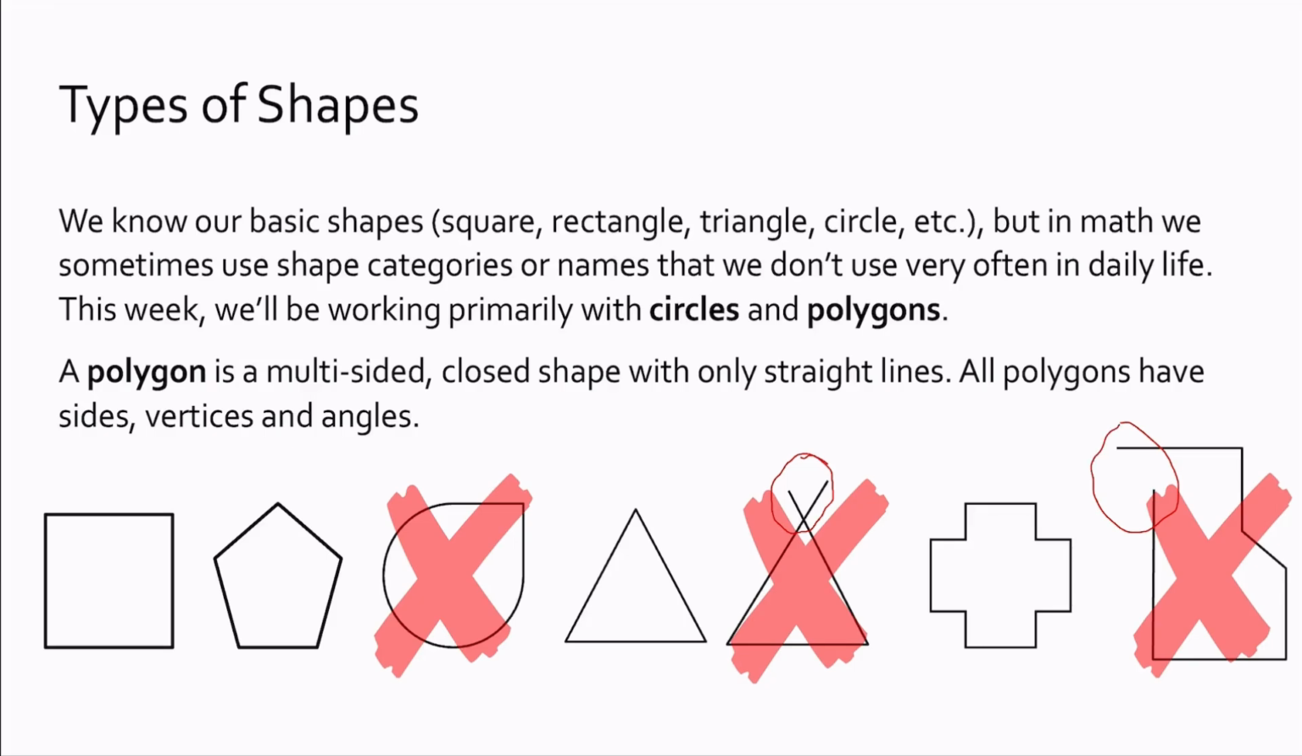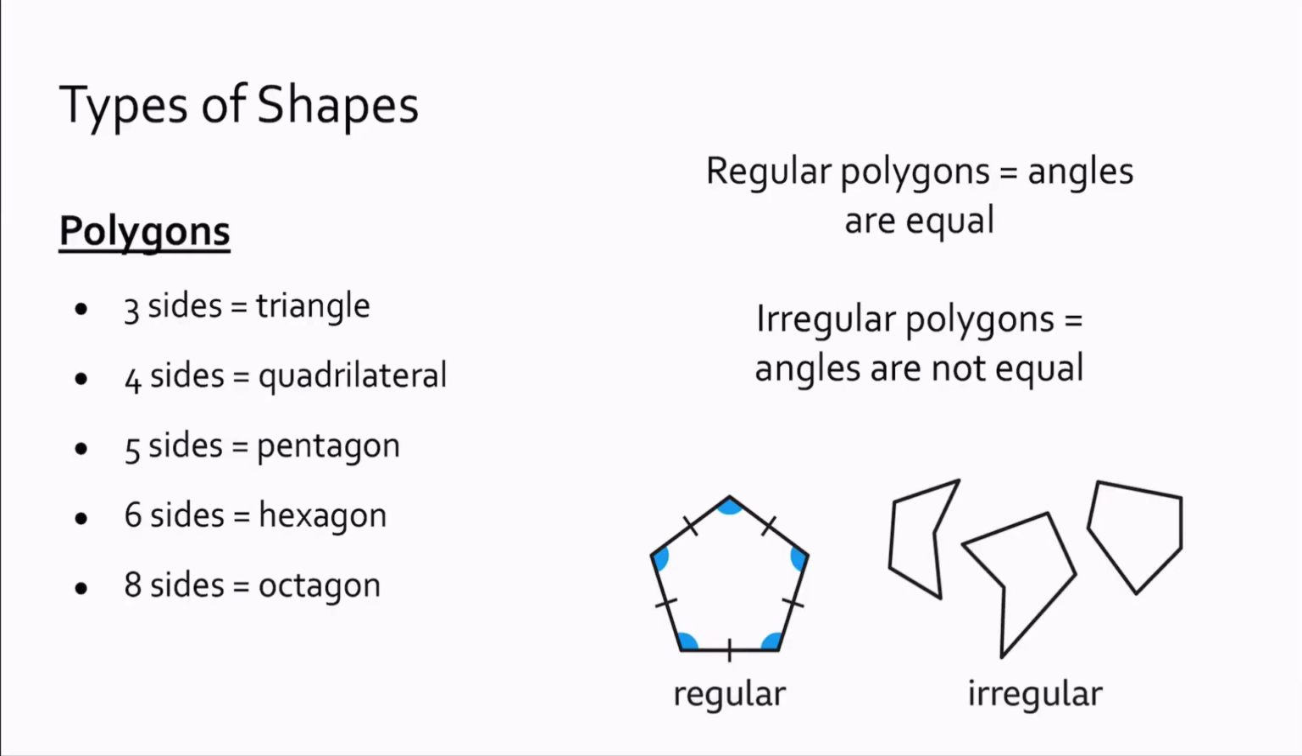So now that we know what is a polygon and what is not a polygon, let's talk about different types of polygons. So if a polygon has 3 sides, it's a triangle. We know triangles. 4 sides, it's a quadrilateral. And that seems crazy, right? Because you're probably thinking, wouldn't that just be a square or a rectangle? And you are right that squares and rectangles are quadrilaterals, but there are other quadrilaterals as well. 5 sides is a pentagon, 6 sides is a hexagon, 8 sides is an octagon.